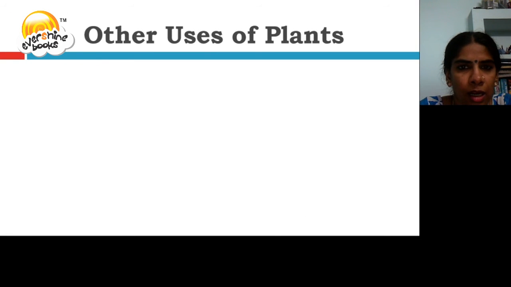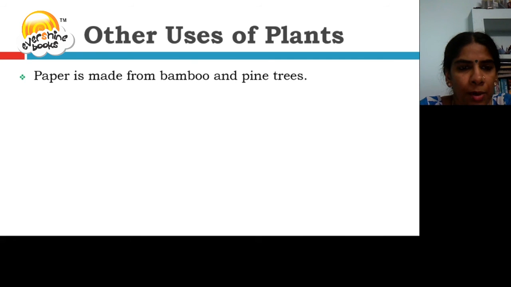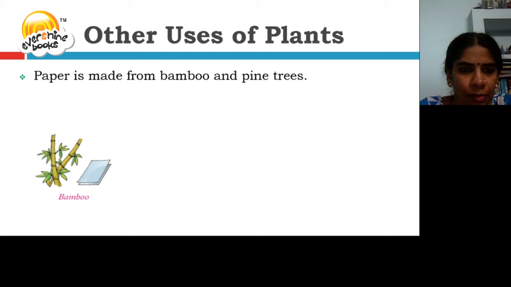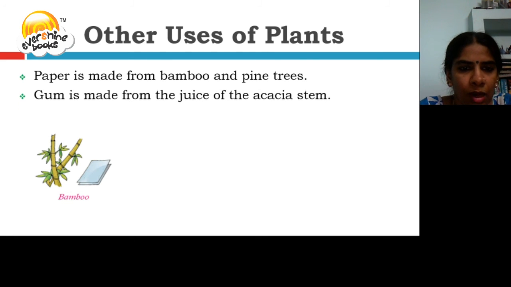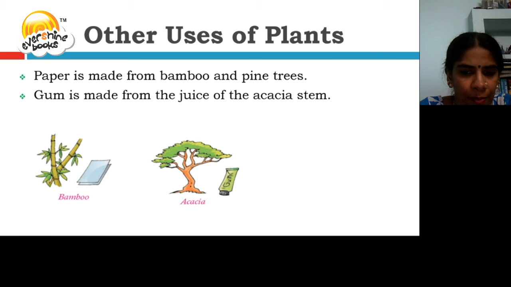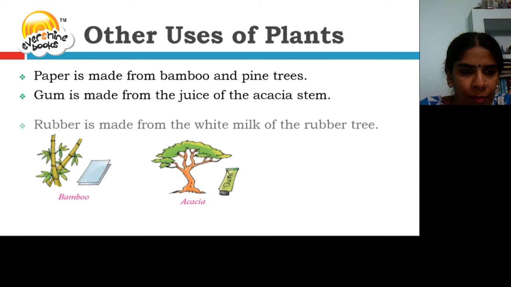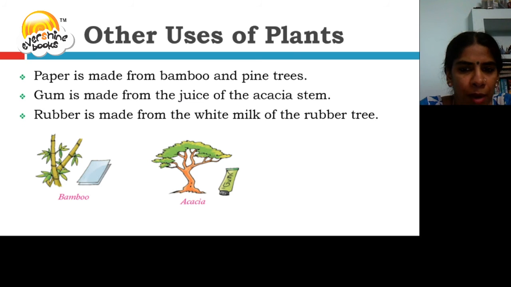Let us see the other uses of plants. Paper is made from bamboo and pine trees. Gum is made from the juice of the acacia stem. Rubber is made from the white sap of the rubber tree.